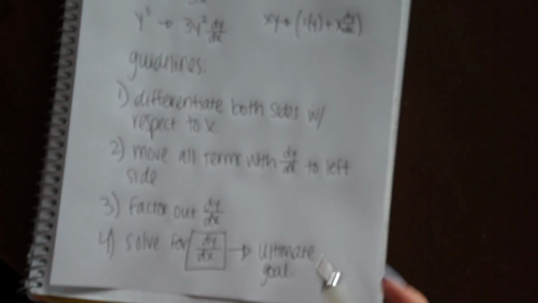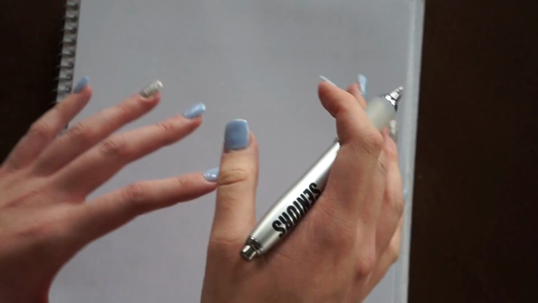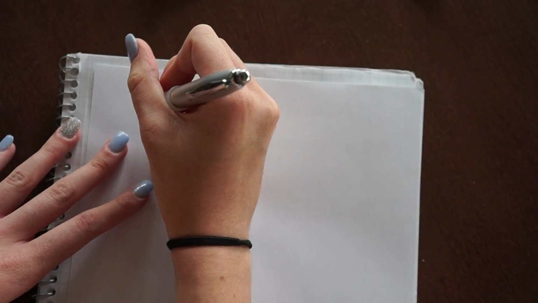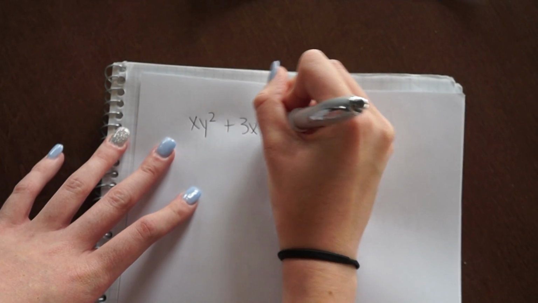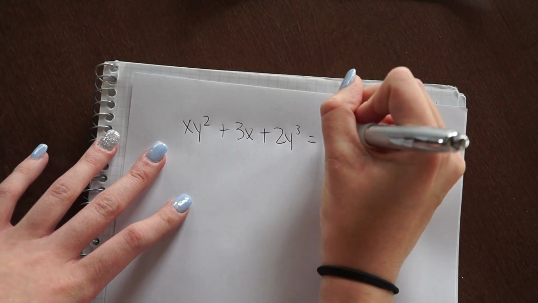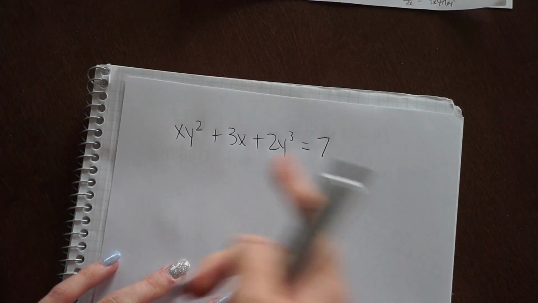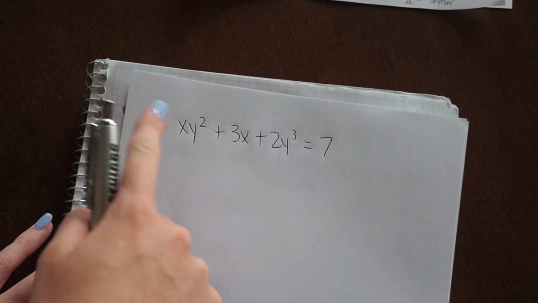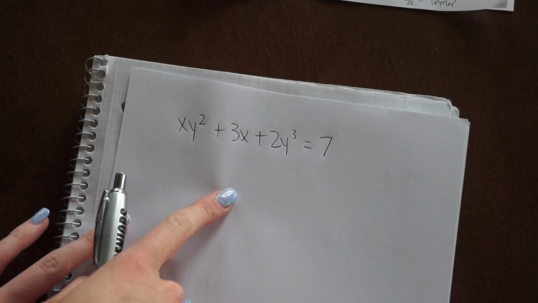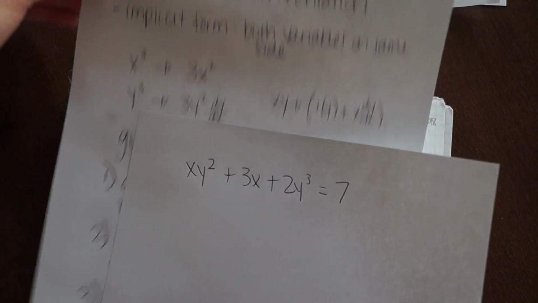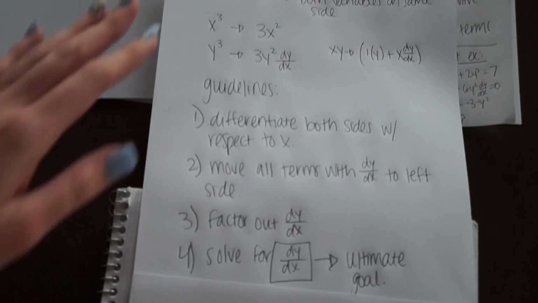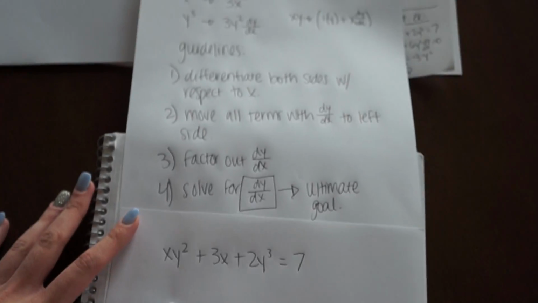So we're going to look at a little bit harder example that you might see on the AP Calculus exam, which I think is the way to look at these problems. Let's say we have xy squared plus 3x plus 2y cubed equals 7. And the problem on the AP exam is maybe asking us to take the derivative with respect to x of this equation. So we're going to look at it one by one. Remember our guidelines. We're going to differentiate both sides with respect to x.